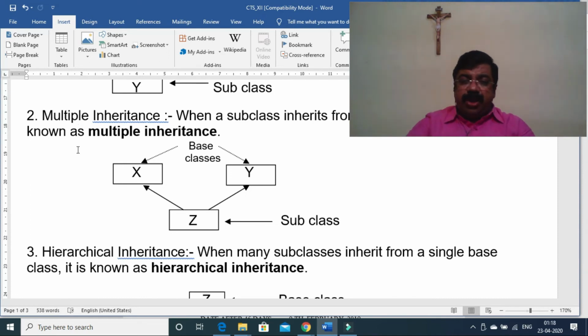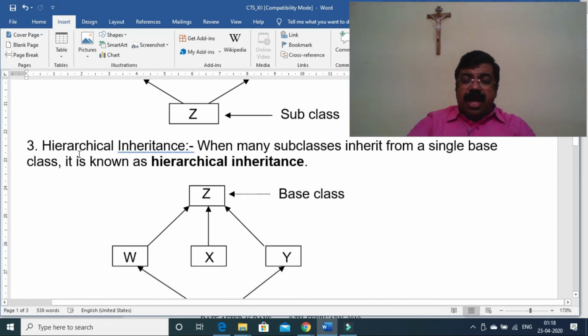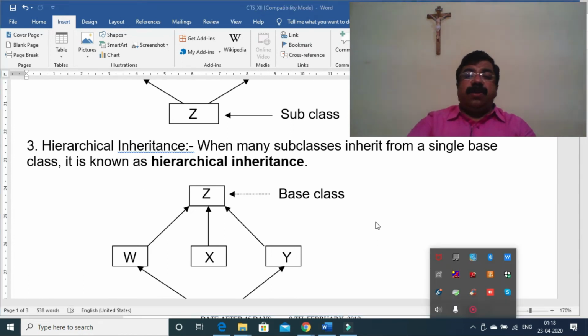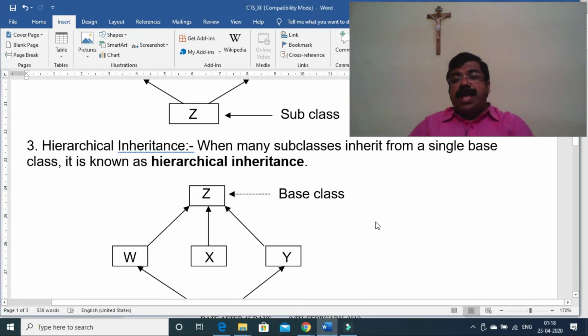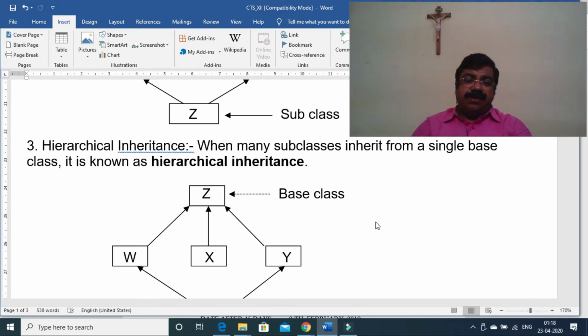Next, point 3 is hierarchical inheritance. When many subclasses inherit from a single base class, it is known as hierarchical inheritance. The diagram shows it very clearly to you. Z is the base class, W, X and Y are the subclasses.